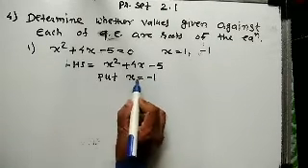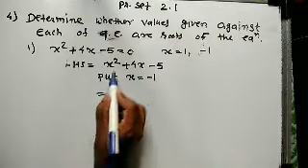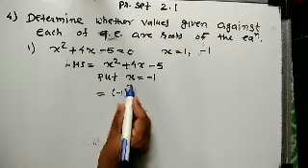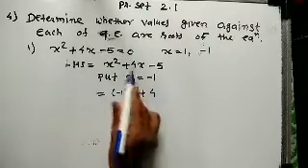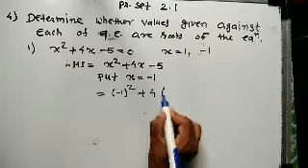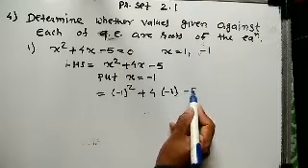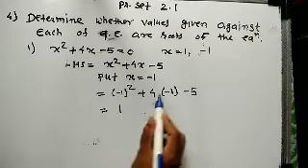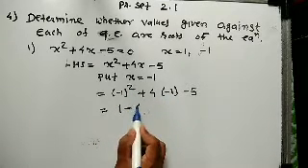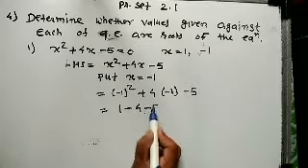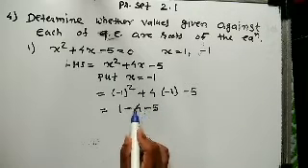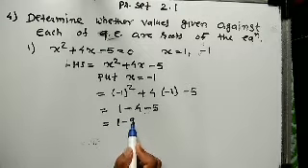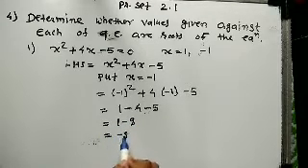Here, instead of this x, put −1, therefore (−1)² + 4 as it is, and instead of this x, write −1, minus 5 as it is. The square of −1 is 1, 4 into −1 is −4, minus 5 as it is. −5 − 4 is −9, −9 + 1 is −8.